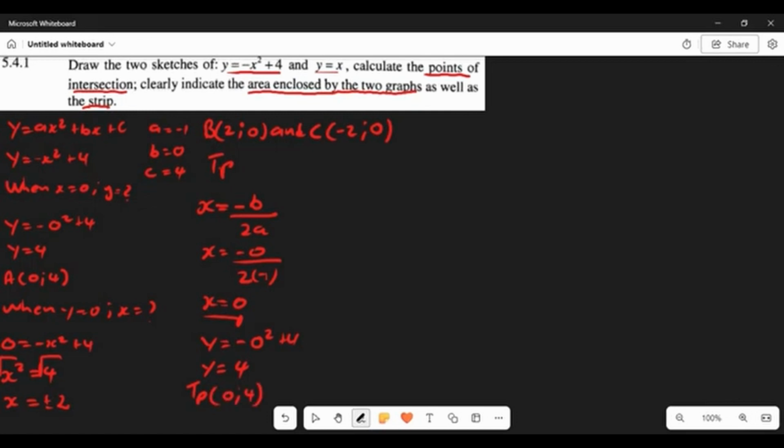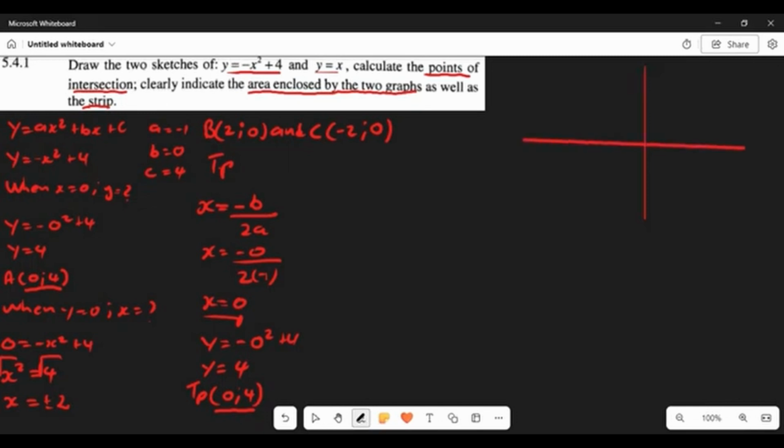And if you can look at this here, guys, our turning point and our y-intercept, they do have the same coordinates. You guys see it has 0 as x, 4 as y, both of them, meaning our turning point is the same as our y-intercept. So let me first draw this graph here so that we are able to see how the graph is supposed to look like.